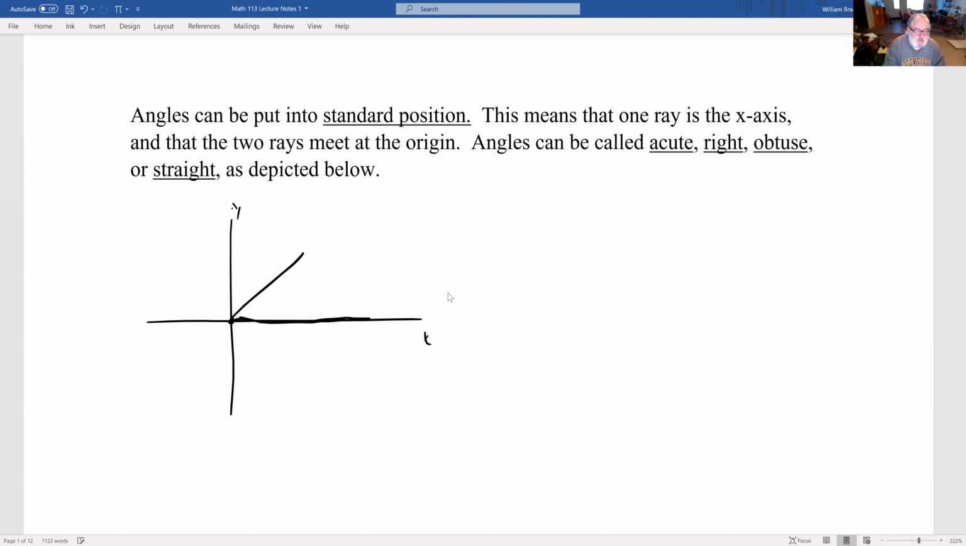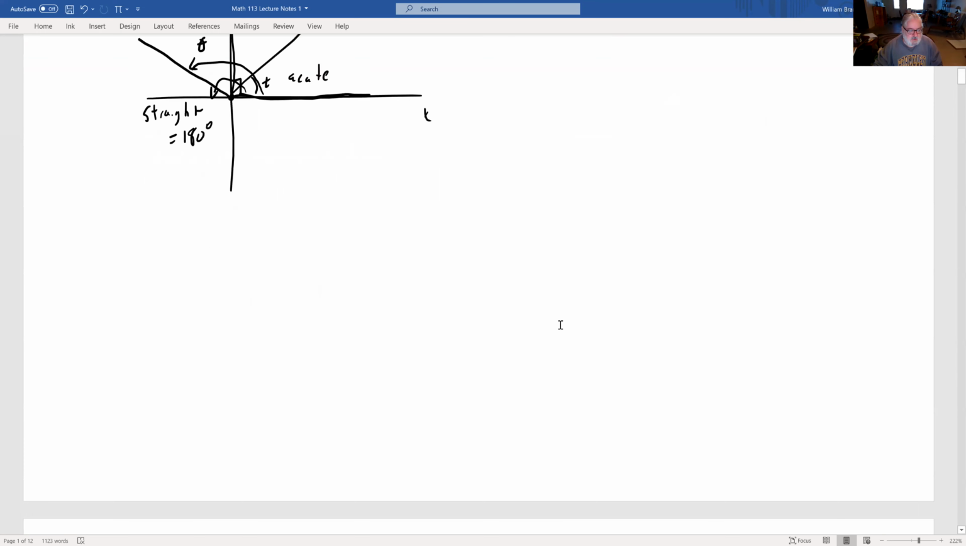So an acute angle is one that's less than 90 degrees. A right angle is 90 degrees. An obtuse angle is one that is, we have this whole angle, theta, that's obtuse. And a straight angle is 180 degrees. So that's four types of angles. We're not going to be using that language very much.